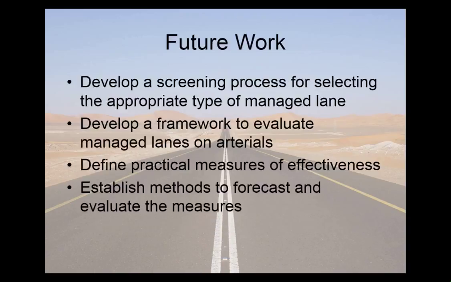So in light of all that I've said, a lot of work needs to be done regarding managed lanes on arterials. First of all, a screening process for selecting the appropriate type of managed lane on a road needs to be developed. So whether it should be an HOV lane, a bus lane, or even an HOT lane, there needs to be some process for determining which kind of strategy to use. A framework for evaluating managed lanes on arterials needs to be developed. So how do we know when a managed lane is performing at the set objectives?